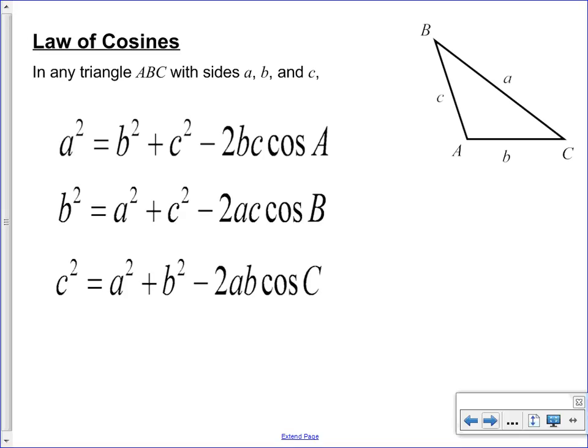This could also be useful for that as well. So side angle side and side side side, we use law of cosines. Here we go.